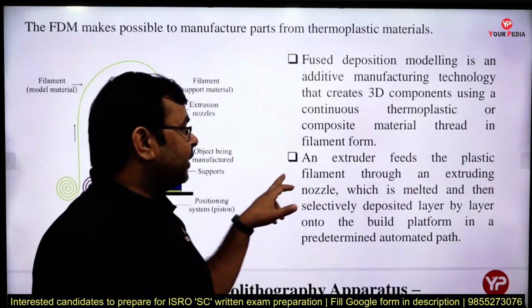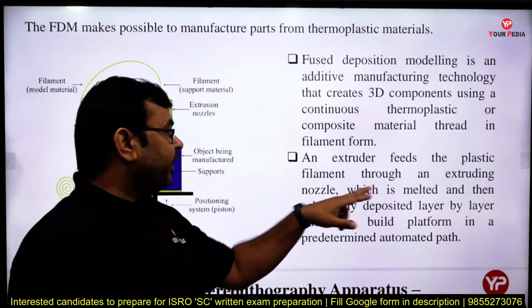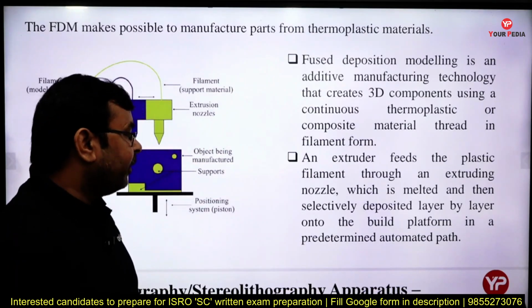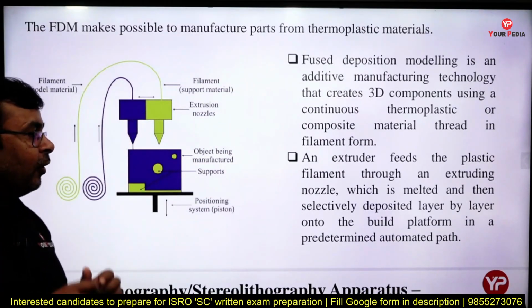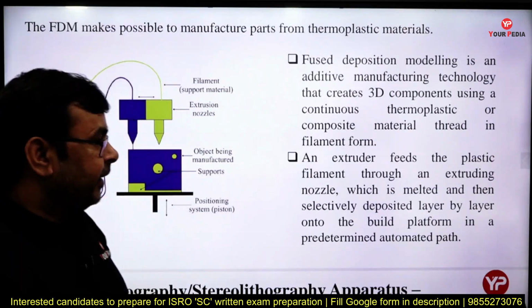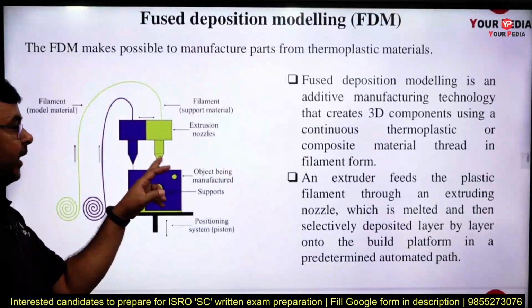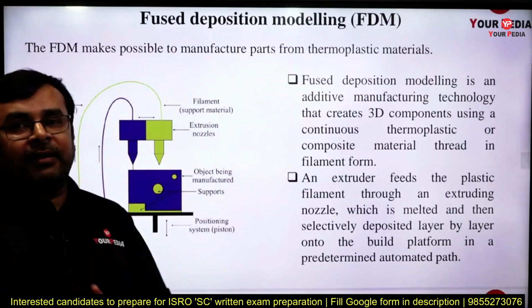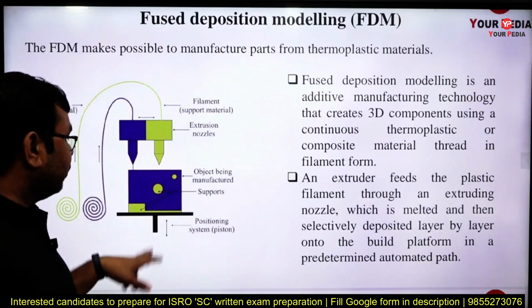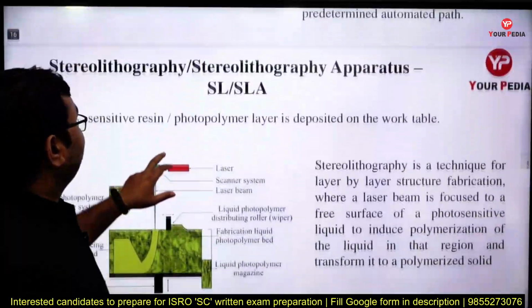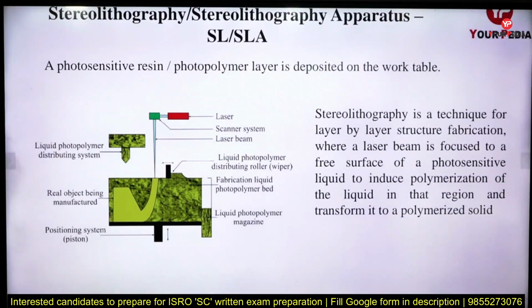So, the extruder feeds the plastic filament through an extruded nozzle, where it is melted and then selectively deposited layer by layer onto the build platform in a predetermined automated path, which can be generated with the help of the CAD model and 3D slicing. So, this is the extruder and this is the build platform, and the extruder is provided two dimensional motion, that is in the XY plane. Horizontal motion is given to the extruder and the vertical motion is provided to the build platform. Okay. Next you can see the stereolithography method.